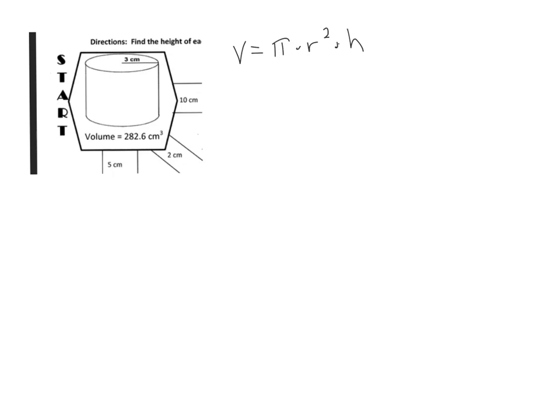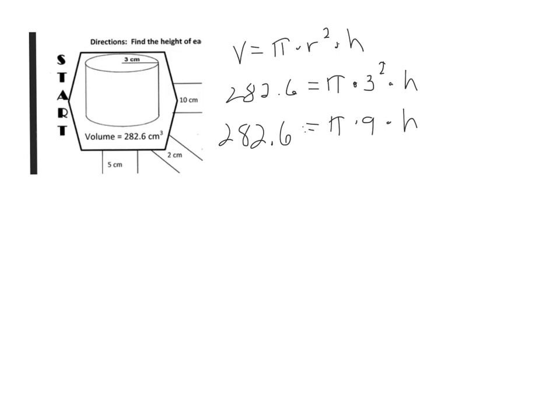So we know the volume is going to be 282.6. So we're going to plug that in right there for V. So I've got 282.6 is equal to pi times, and we know what the radius is. The radius is 3. So we're going to square that times height. And we don't know what height is, but we're going to be looking for height. So we got 282.6 is equal to pi times 3 squared is 9 times height.